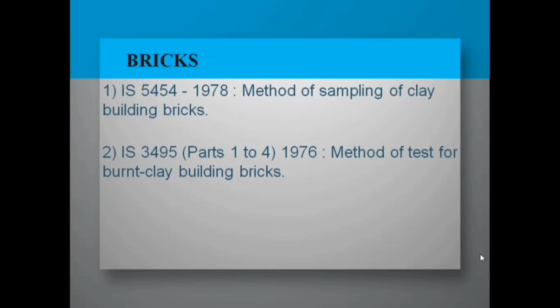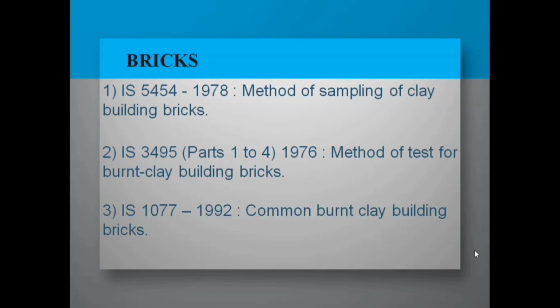IS 3495 Part 1 covers the method of determination of compressive strength of clay bricks. Part 2 covers determination of water absorption of bricks. Part 3 covers determination of efflorescence of bricks. Finally, Part 4 covers the method of determination of warpage of burnt clay building bricks. These are the main important IS codes for bricks.